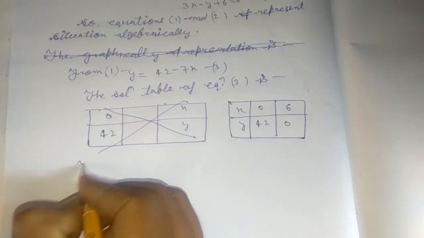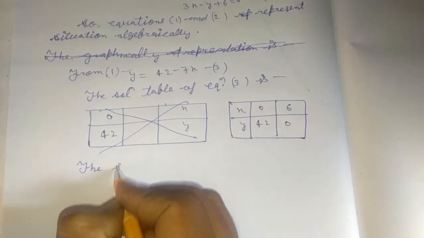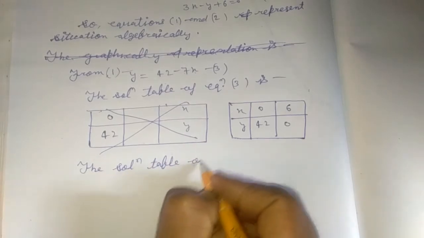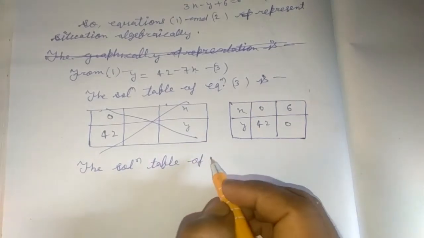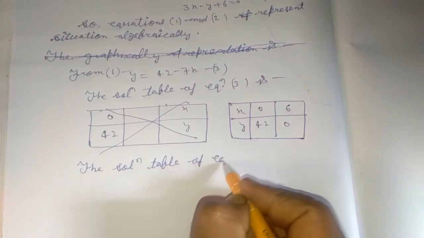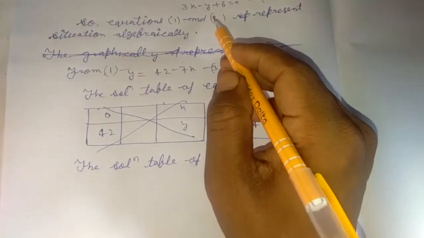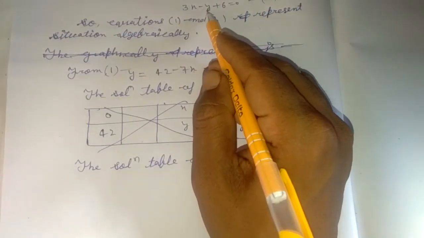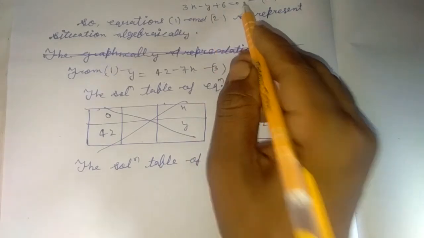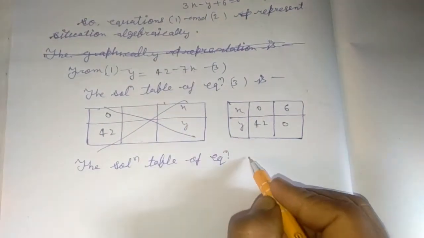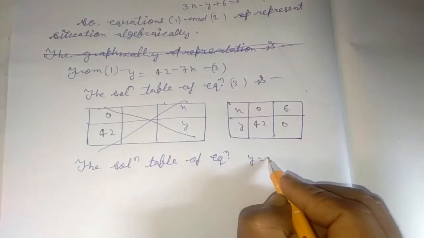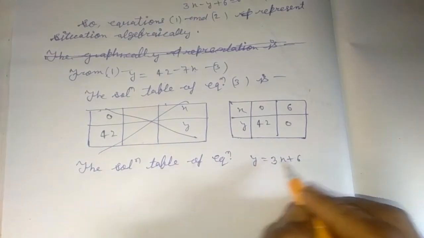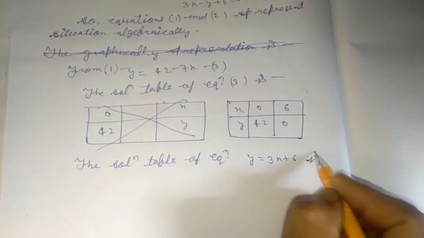Here again we write the solution table of equation 2. We write y in terms of x. When we transfer y to that side, it will be positive y. So we write y equal to 3x plus 6. This is the solution table of this equation.